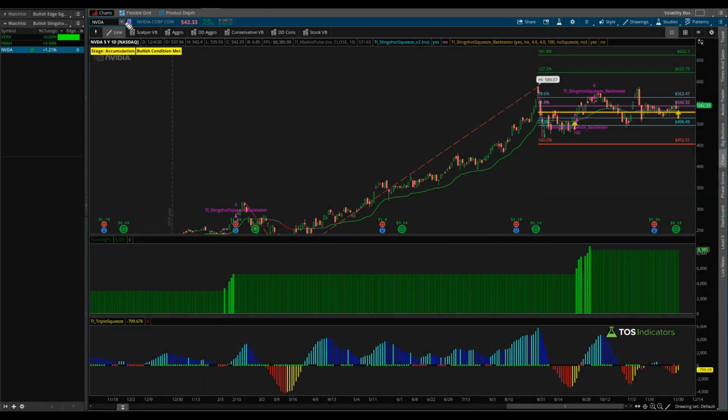Good afternoon, everyone. In today's video, we're going to do a deeper dive into the charts of NVIDIA. NVIDIA is something that appeared on our new Slingshot Squeeze scan. And so as a result of that, we'll take a look at not only all three of these scan candidates, but we'll also use the backtester here to get a pretty quick gauge of whether or not this strategy is successful on this particular ticker.